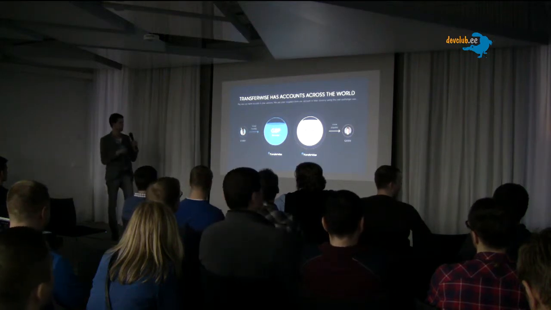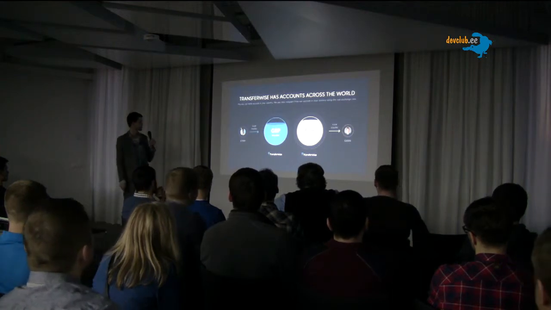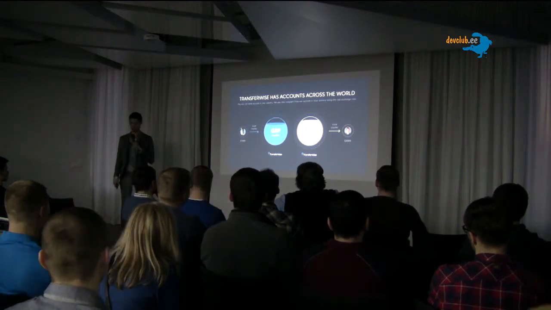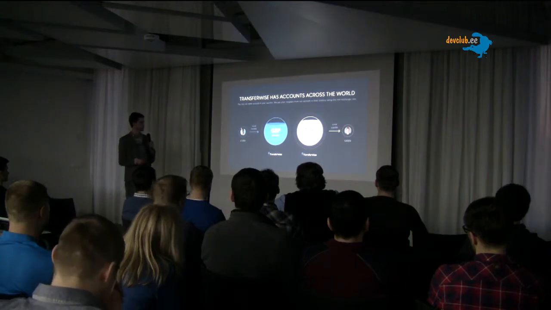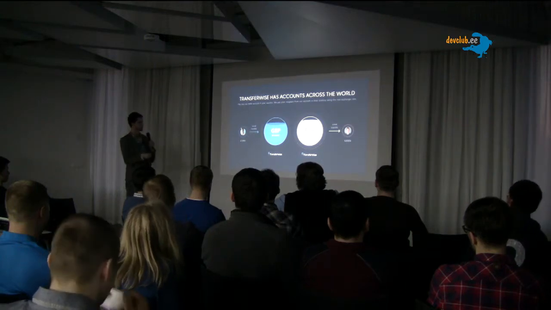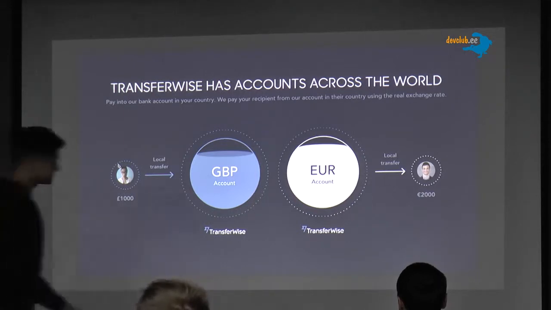This is the simplest model. Let's say we have a person who wants to send £1,000 to the Eurozone, and let's say the exchange rate is exactly 2.0. So on the other end, they want to receive 2,000 euros. So they do a local transfer in the UK for £1,000, and we do a local transfer in the Eurozone to their recipient for 2,000 euros.